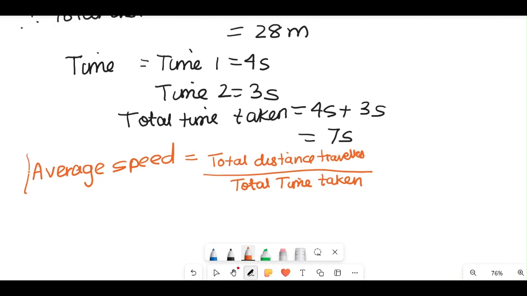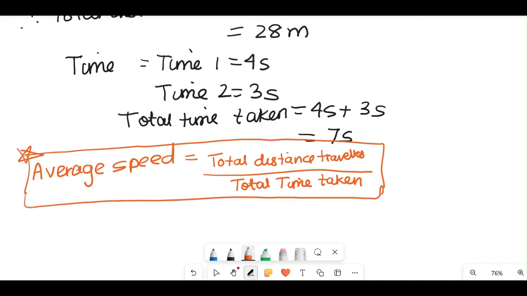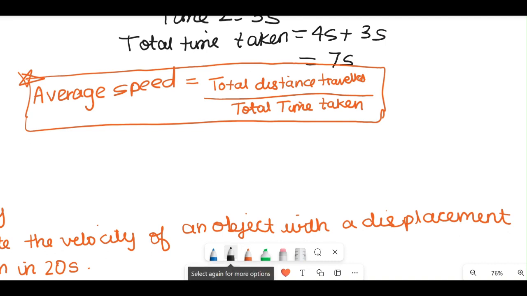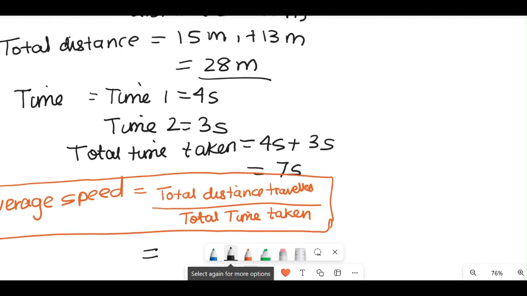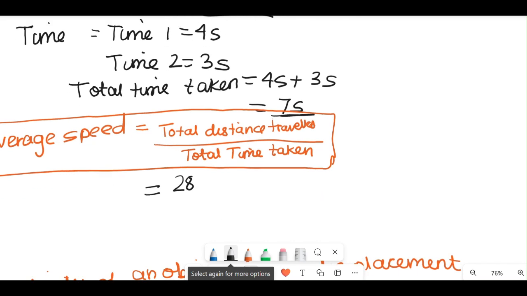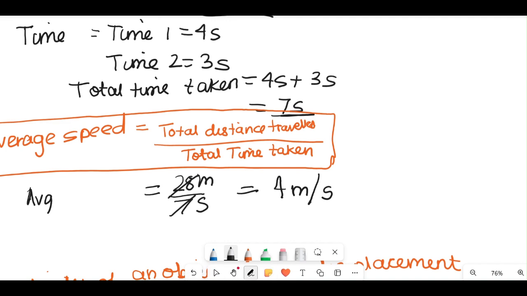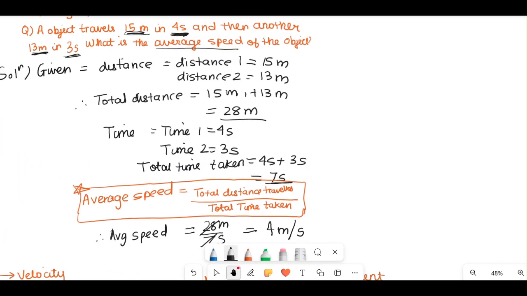Let's enclose this in a box so that you understand which formula we have used here. So the total distance which we have traveled is 28 meters, and the total time taken is 7 seconds. So 7 fours are 28. Therefore, your answer is 4 meters per second. Your average speed is 4 meters per second.